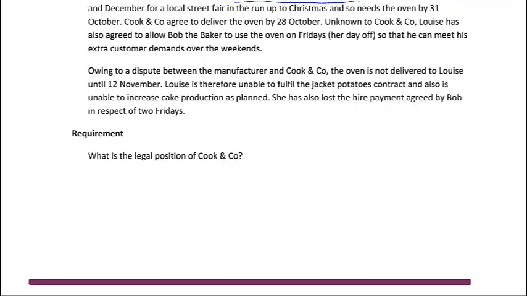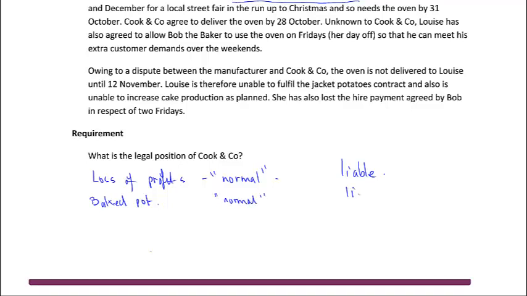Well, first of all, would Cook & Co. be liable for the losses that she has suffered? Well, she had a loss of profits. That's normal profits, isn't it? And therefore, they should be liable for that. They knew about it. It was reasonably foreseeable. She also had the baked potato contract. Again, Cook & Co. knew about that contract, therefore we could call that normal as well. It was reasonably foreseeable, therefore they're liable for those profits too. However, they didn't know about Bob, and therefore the rental payments would be what we might call abnormal profits, and therefore they are not liable for those profits.